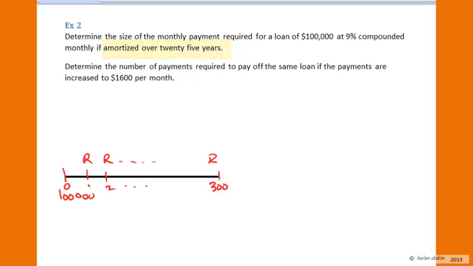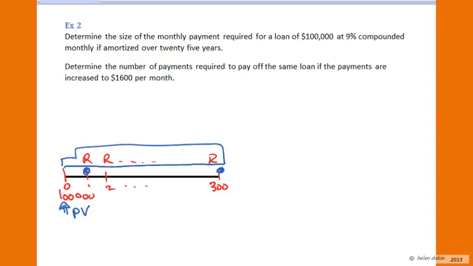In this particular case, we're asked to determine initially the size of the monthly payment that is required for this loan. What formula do you think we're going to use? Obviously, we're going to be using the present value. So we're going to use the present value formula to determine the size of the monthly payment. We know that the interest rate is 9% compounded monthly. So that's 0.09 divided by 12, or an i value of 0.0075 per month.